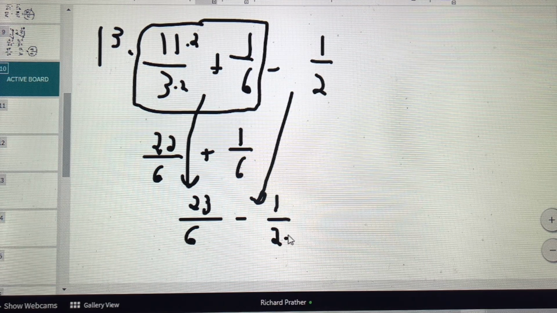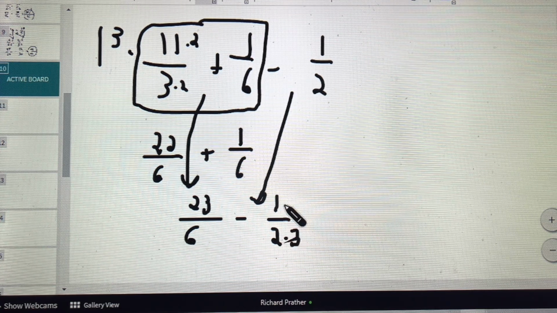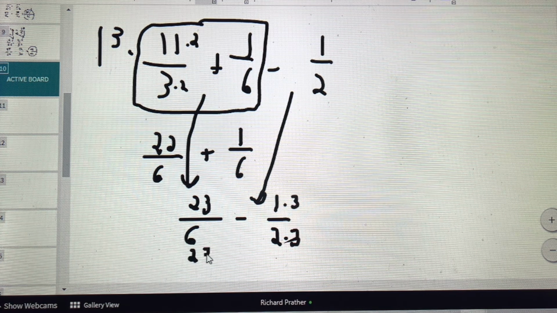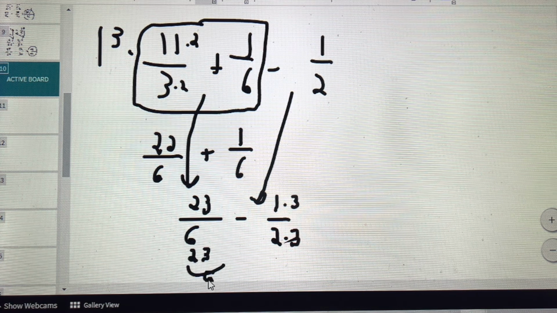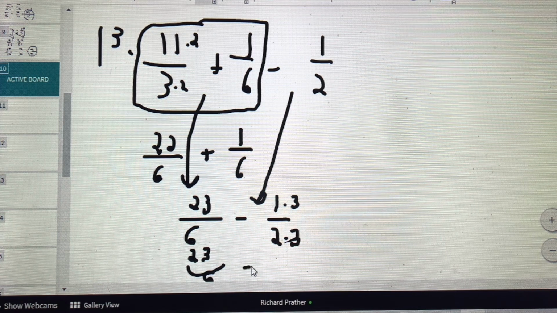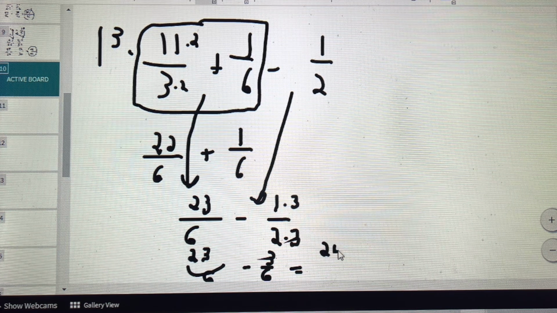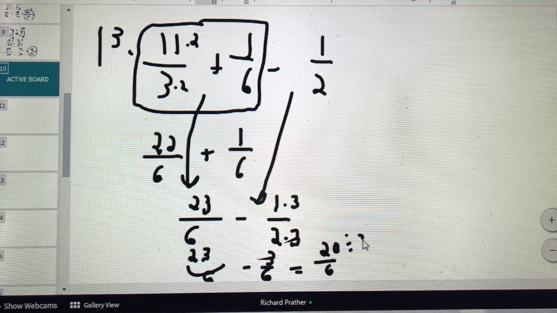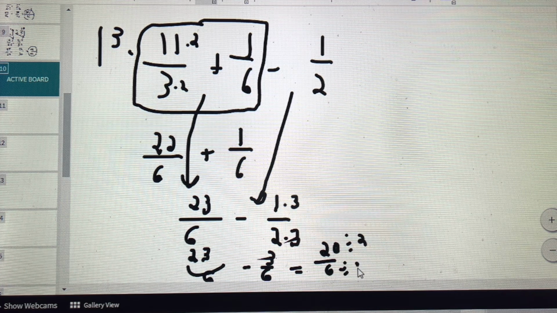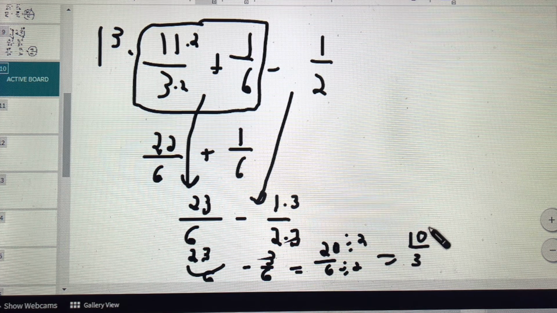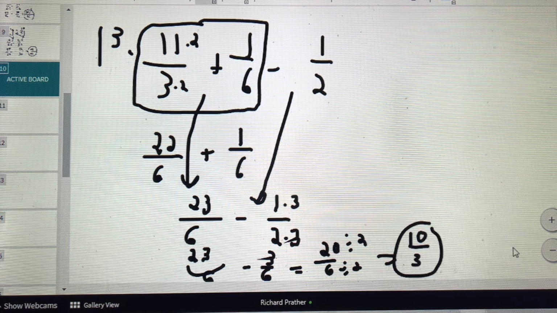2 times 3 is how you get 6. So then do the top times 3. And then you don't have to change the first fraction. 23 over 6 minus 3 over 6. 23 minus 3 is 20 over 6, but those both divide by 2, so we do have to reduce it then. 20 divided by 2 is 10, 6 divided by 2 is 3. So the final result is 10 over 3.